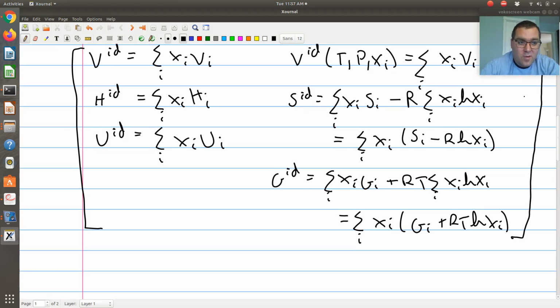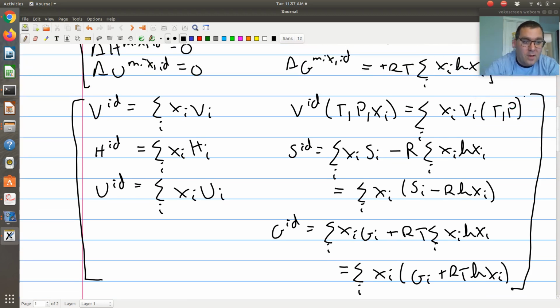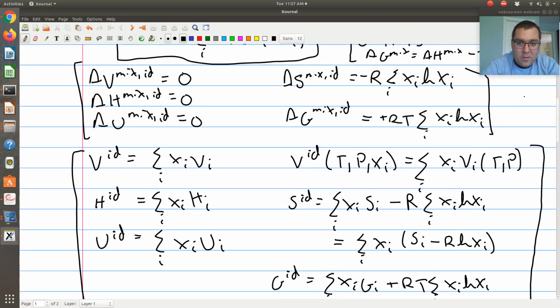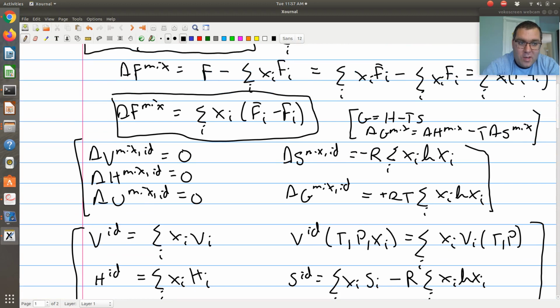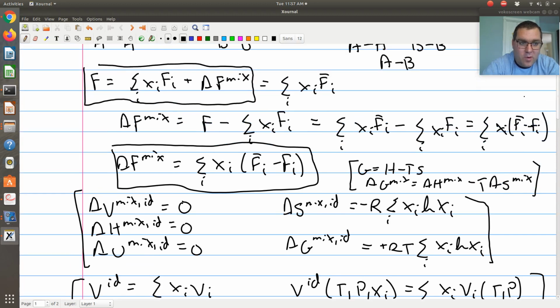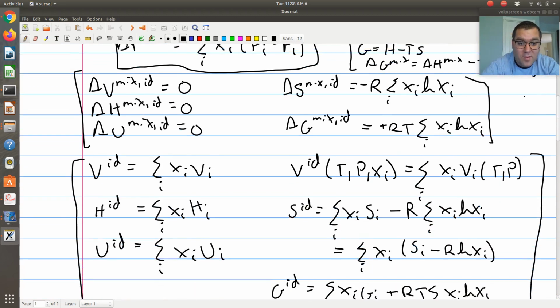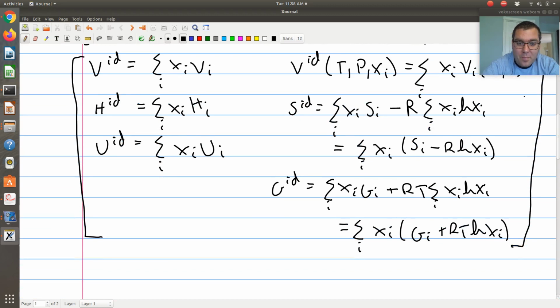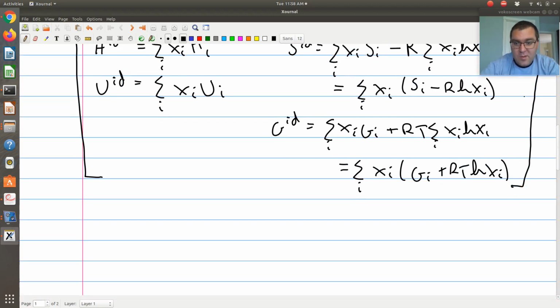Okay, so far it looks just like an ideal gas. You said we'd use the first boxed-in expression to get expressions for our properties in an ideal solution. We're going to use our second boxed-in expression to get expressions for our partial molar properties. Okay, and so what do I mean by that?